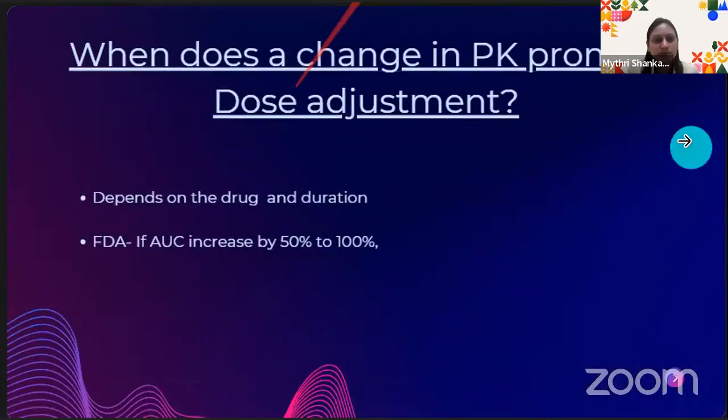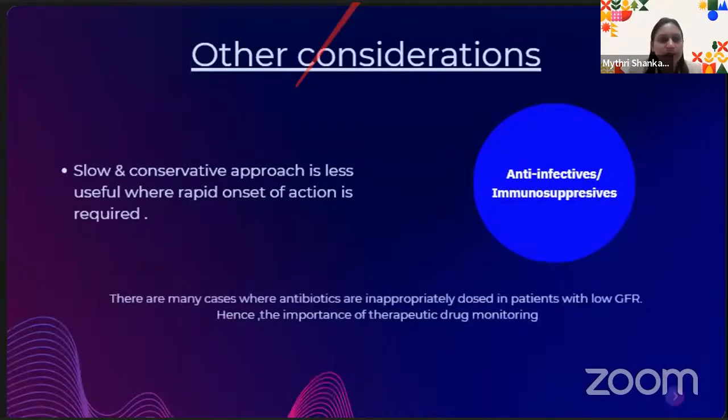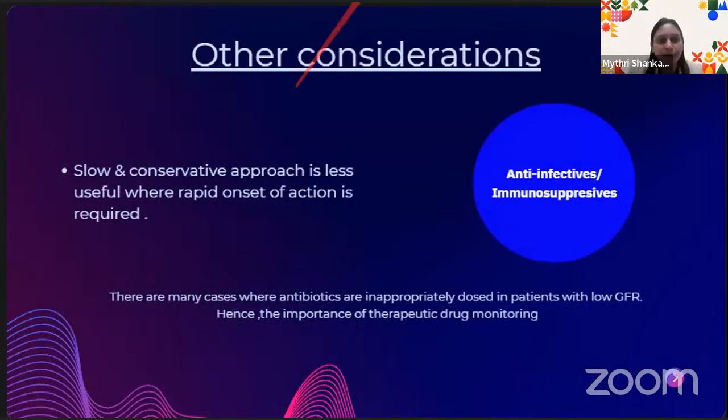But there are some conditions where we have to go faster. For example, anti-infectives or immunosuppressives. We cannot go slow over here. We need to act fast. So in such conditions, we have to look if there is any therapeutic drug monitoring available for those particular drugs. And therapeutic drug monitoring over here plays an important role.